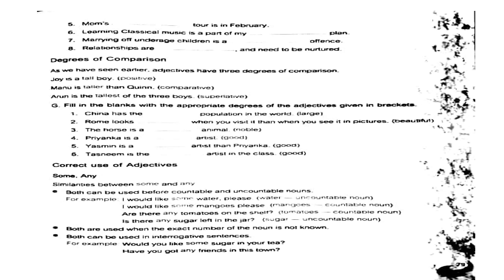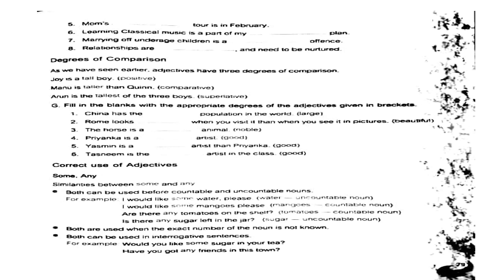In the next, we have both are used when the exact number of a noun is not known. Okay, so according to the examples on top, if for example you do not know how many mangoes are there, you can use there are some mangoes, or you can use there are many mangoes on the tree, all those things, okay, which you are not sure of.